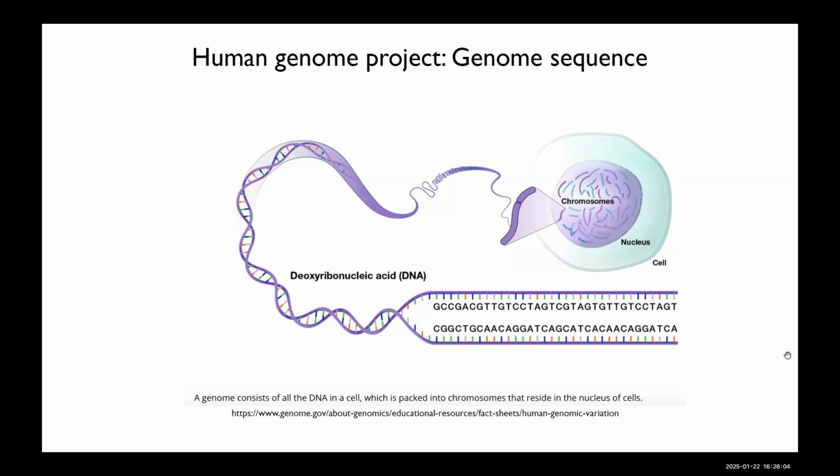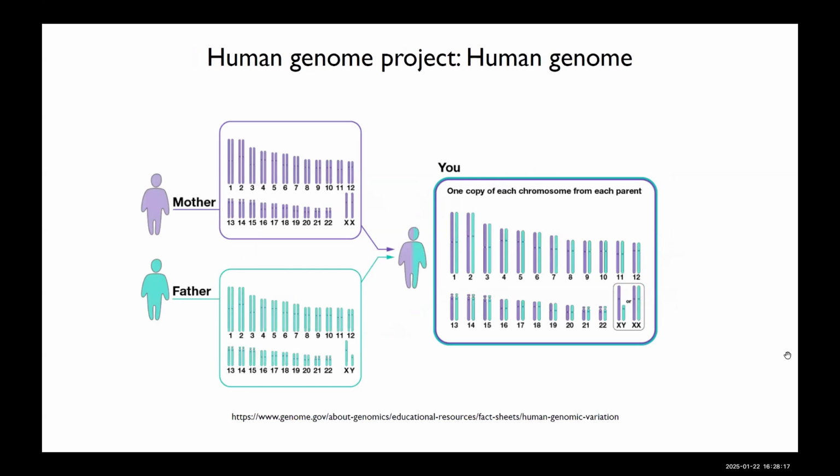The DNA sequence is packaged into structures called chromosomes. The human genome consists of 23 chromosomes, and we all inherit one copy from our mother and one copy from our father. Each of these copies contains roughly 3 billion letters of DNA sequence, A, C, G and T.